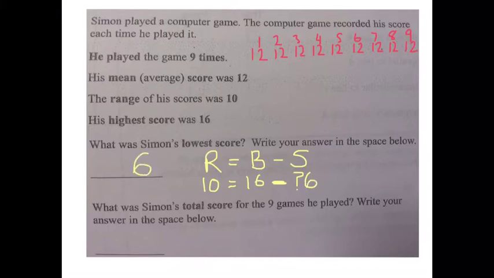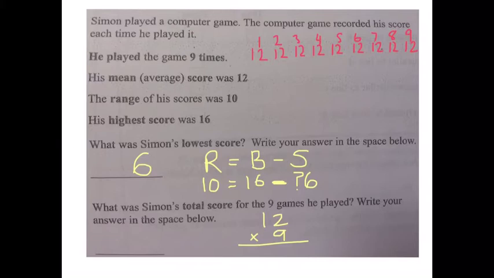And what was Simon's total score for the 9 games he played? Well, like we already discussed, he played the game 9 times. He got an average of 12 each time. So if you got 12 each time, we're multiplying that by 9 games, and he got 12 on each game. So 9 multiplied by 12.